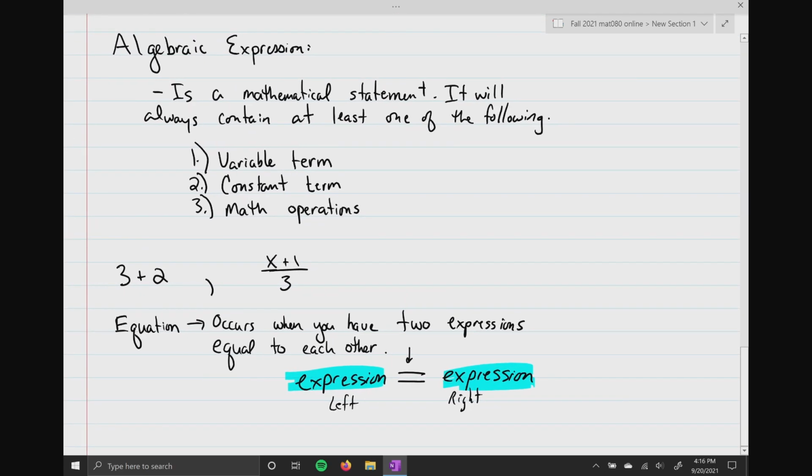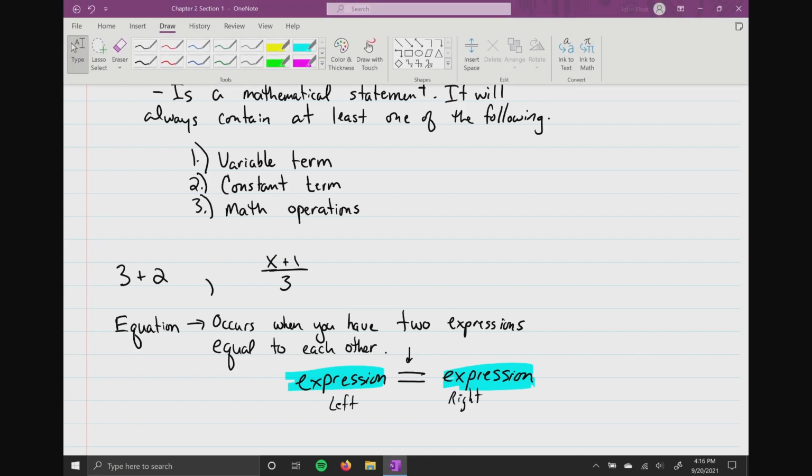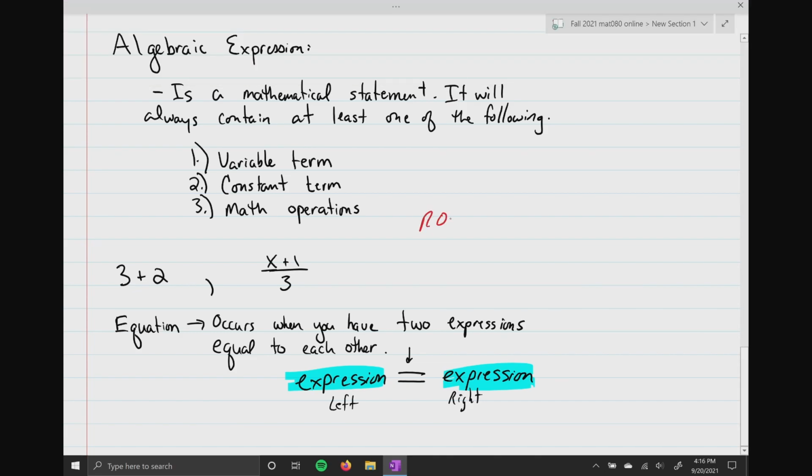With an algebraic expression, there are no sides, okay? There's no left or right side. It's just a statement. That's it. In fact, the directions for everything on here are completely different.